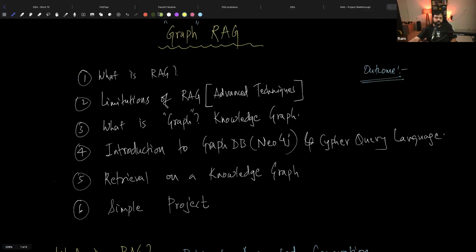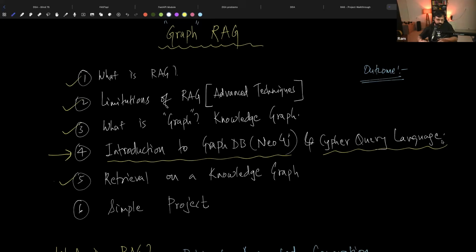So if I come back to our agenda, we have discussed what is RAG, we have discussed limitations of RAG, we have discussed what is graph and knowledge graph, and now we are going to do this introduction to GraphDB. Retrieval on a knowledge graph we have discussed, so this part we are going to do, and I'm also going to show you quickly what is the Cypher query language.